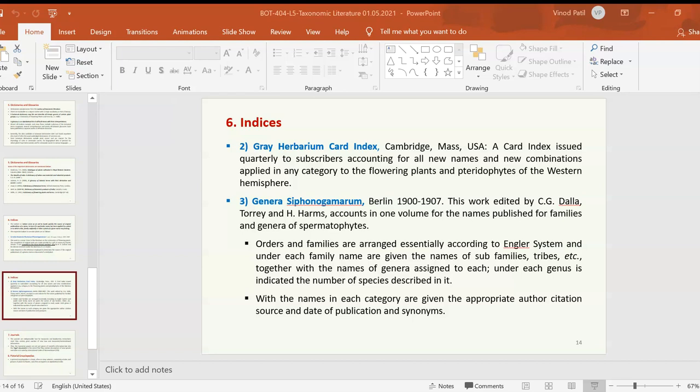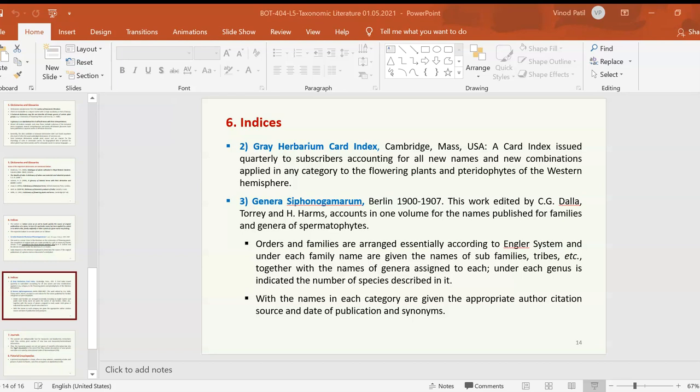Every 3 to 4 months, the Cambridge Press publishes this Grey Herbarium for the change of any category of the flowering plants. Then another index is Genera Siphonogamarum.